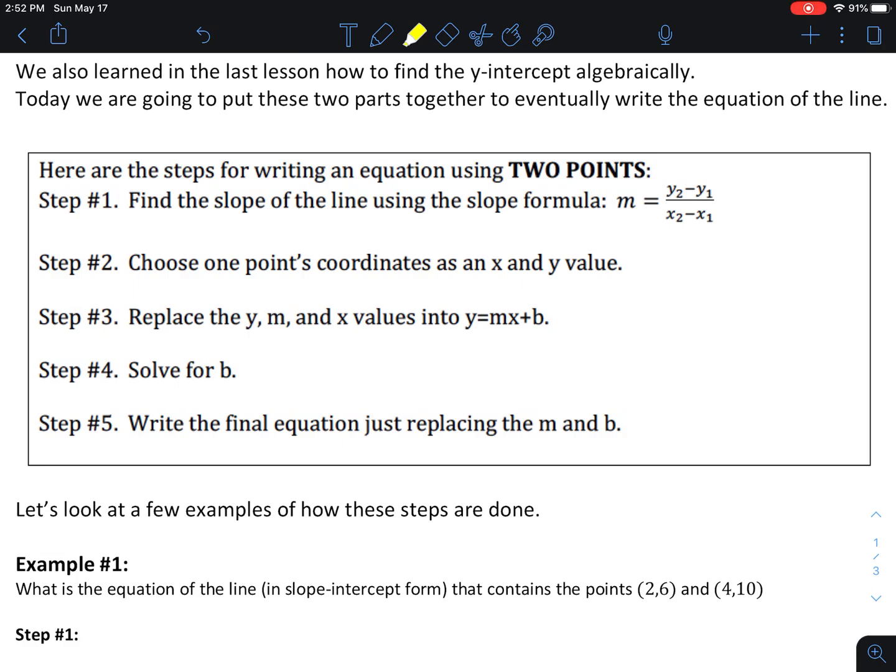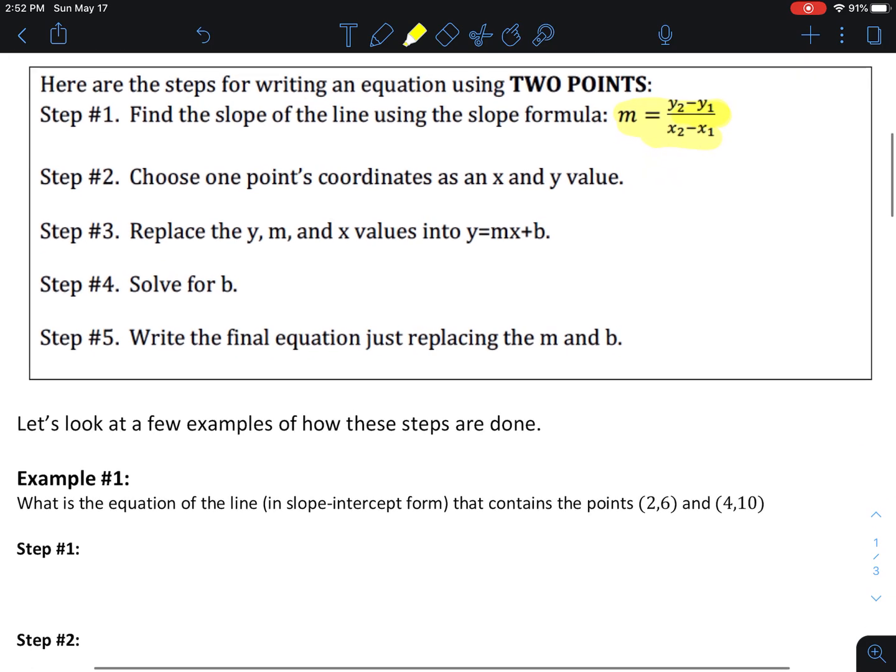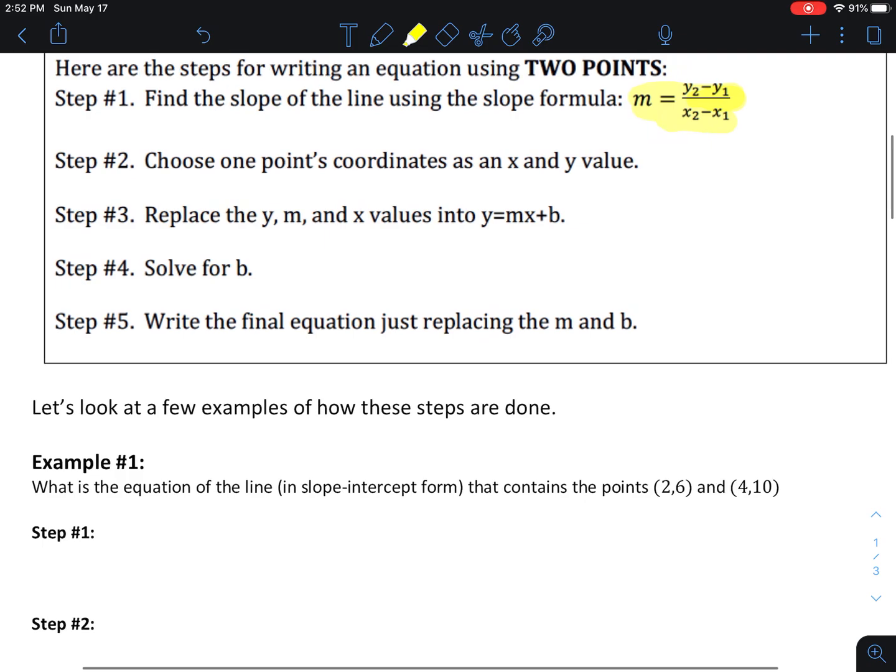Step number 1, find the slope of the line using the slope formula. There's that slope formula again. Step number 2, we're going to choose one of the points that were given, and we're going to use that point's x and y value. Then, for step number 3, this should start to look familiar, we're going to replace the y value, the m, the x value, into y equals mx plus b. And step number 4, we're going to solve that algebraically for b. Lastly, we're going to write the final equation replacing the m that we got in step number 1 and the b that we got in step number 4.